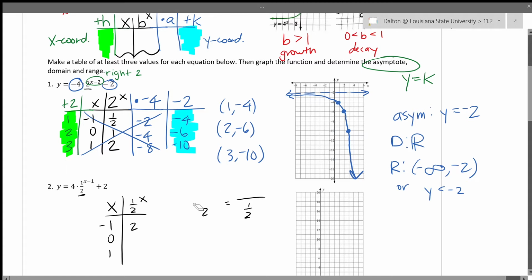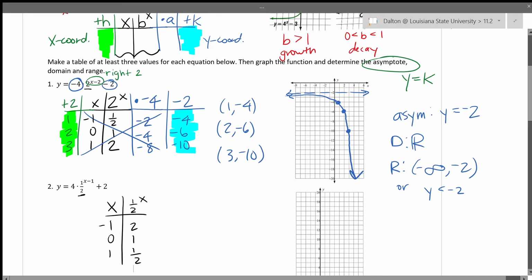1/2 to the 0 power is 1, because anything to the 0 power is 1, and 1/2 to the first power is 1/2. And you'll see a pattern, guys. Typically, when you choose a negative number and a positive number, one of them will be fractional and the other one will be an integer of the same number. It'll just be the reciprocal.